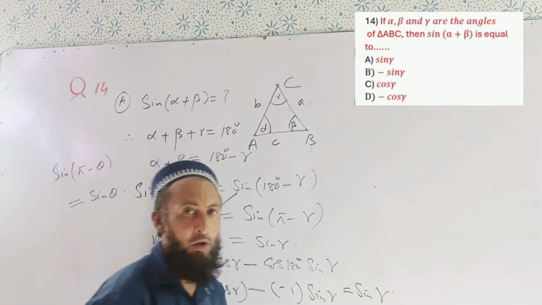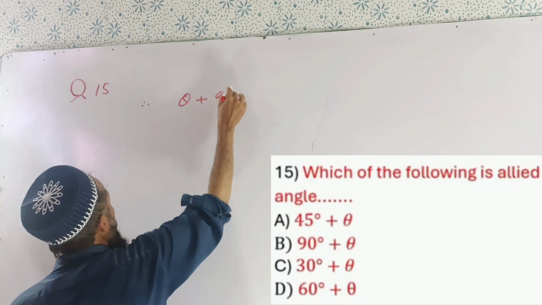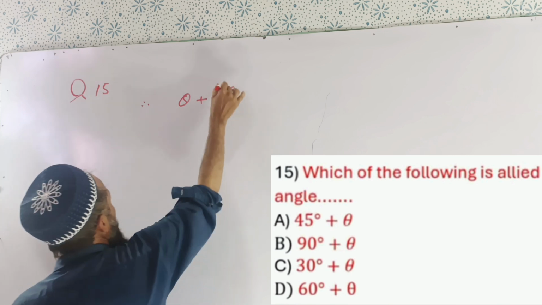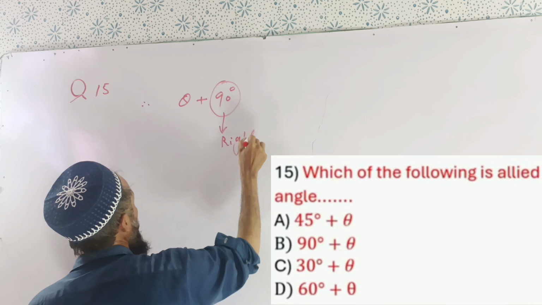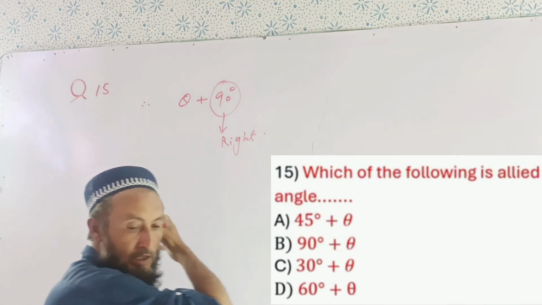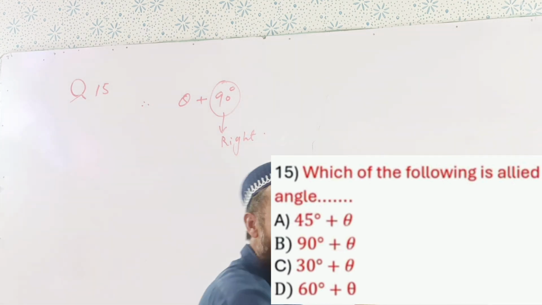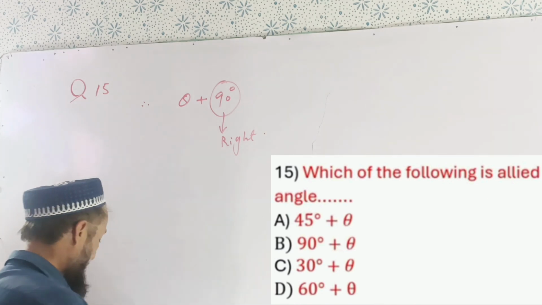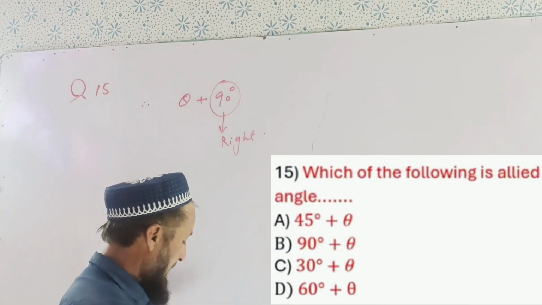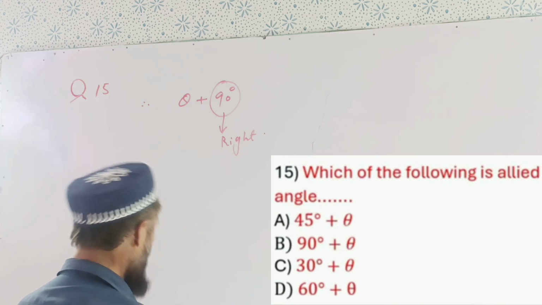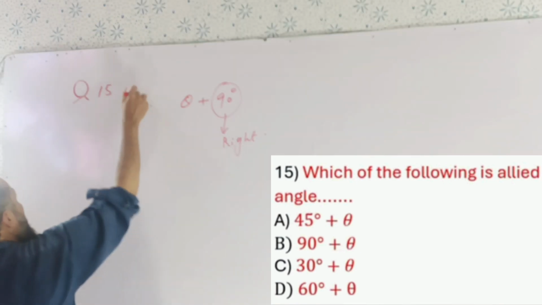According to this rule, 90 degrees must be a right angle or a multiple of any other angles. So that will be right angles. Option B is the correct option.